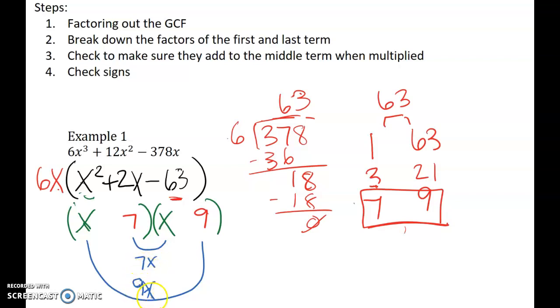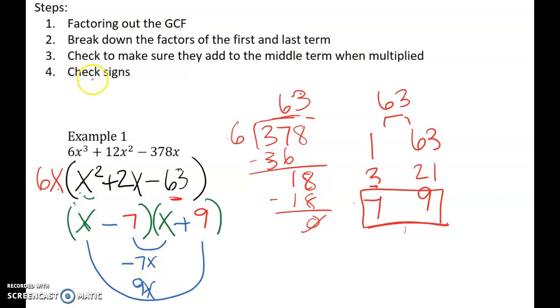So do 7x and 9x add to 2x? No, they add to 16x. But do 7x and 9x subtract to give me 2x? Well, yes, 9x minus 7x will give me 2x. So if I make this one a negative and this one a positive, then I get a positive 2x here. So the multiplication of these two and these two will give me the middle term.